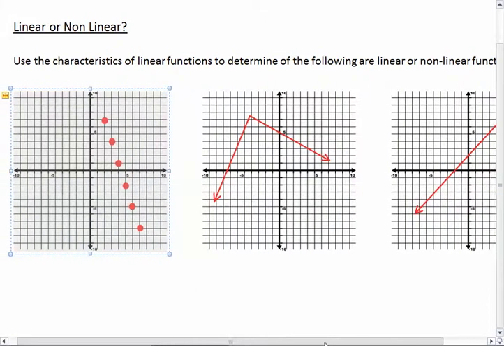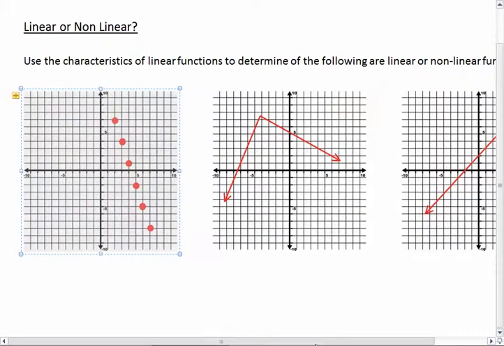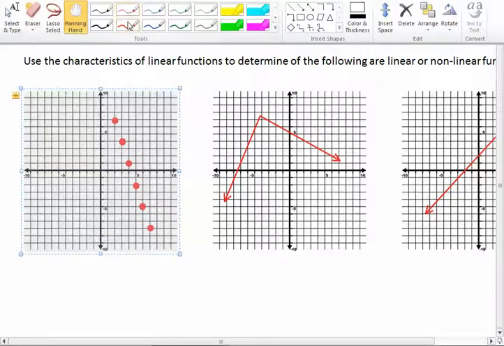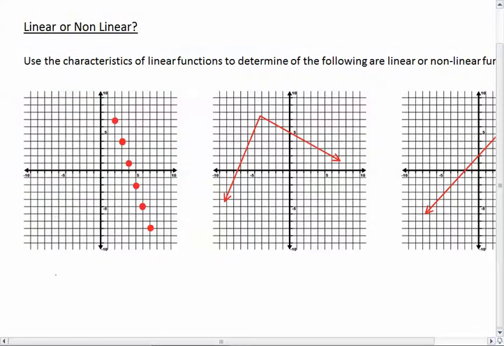So here we're asking the question, is this linear or non-linear? So let's take a look here. Now, remember that you can have discrete linear equations and continuous. So do these dots appear to fall on a single straight line? Yes. These dots will fall on a single straight line. So this one is linear.